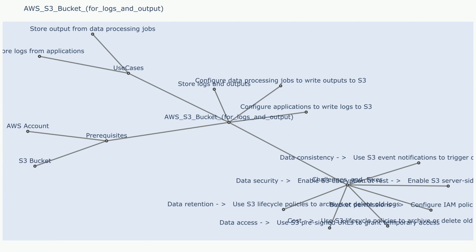Data security: protecting logs and outputs from unauthorized access or data breaches. Fixes: enable S3 encryption at rest to protect data while stored in S3. Utilize server-side encryption (SSE) with AWS KMS to manage and rotate encryption keys securely. Use S3 bucket policies to restrict access to the bucket and its contents based on specific conditions. Implement data loss prevention (DLP) measures to detect and prevent sensitive data from being stored in S3.